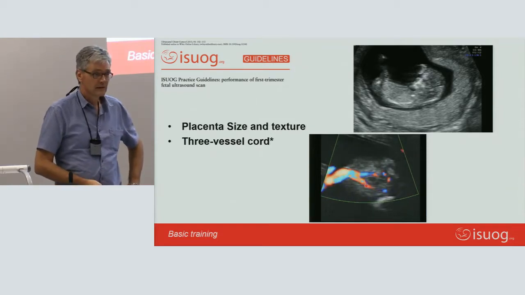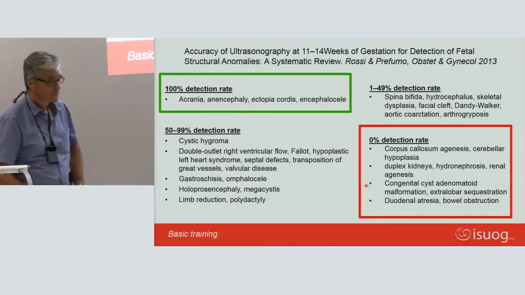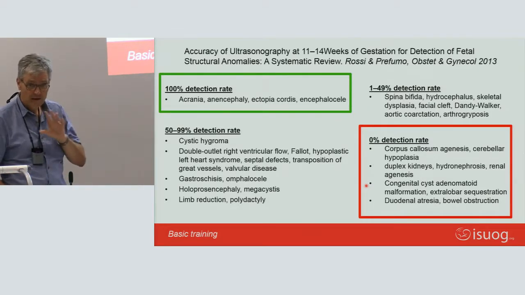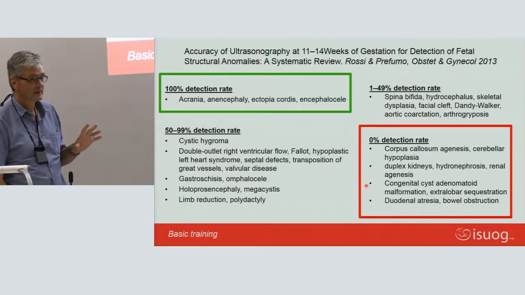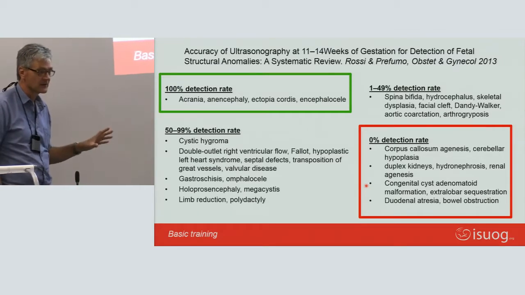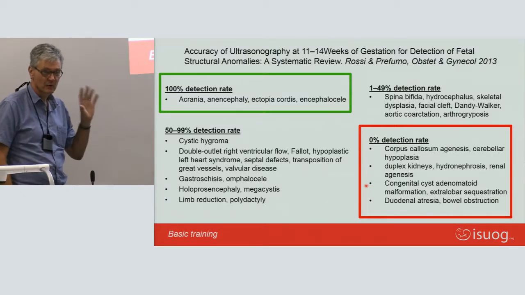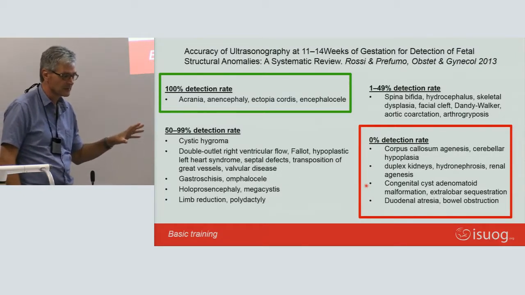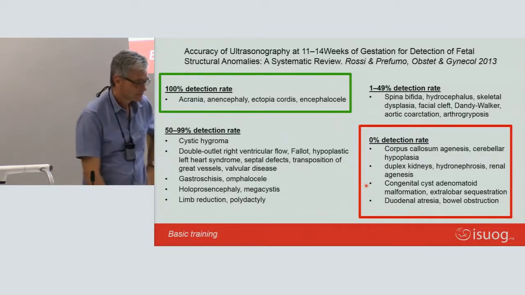Right, so what should we detect? What we should really not miss at all would be the future politicians, the acranias, anencephalies, those, the future lawyers, those with a heart that's not in the right place.